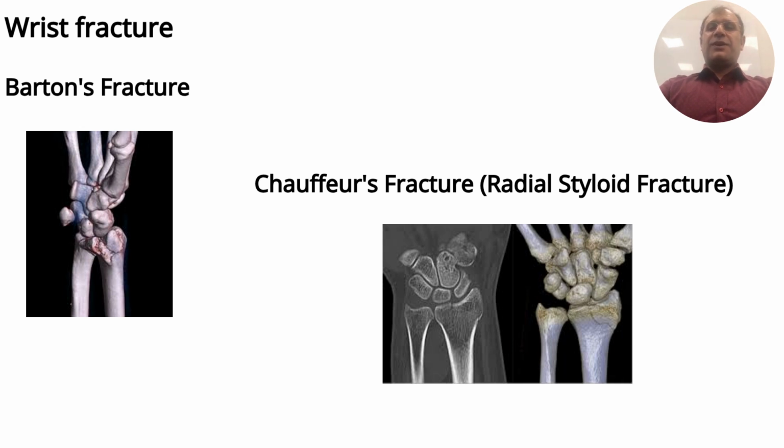Chauffeur's fracture, or radial styloid fracture, is typically caused by a direct blow or a fall onto an outstretched hand with the wrist in radial deviation. It is named chauffeur's fracture because it was historically associated with the recoil of a hand-cranked car engine. The injury may involve the articular surface of the radiocarpal joint.